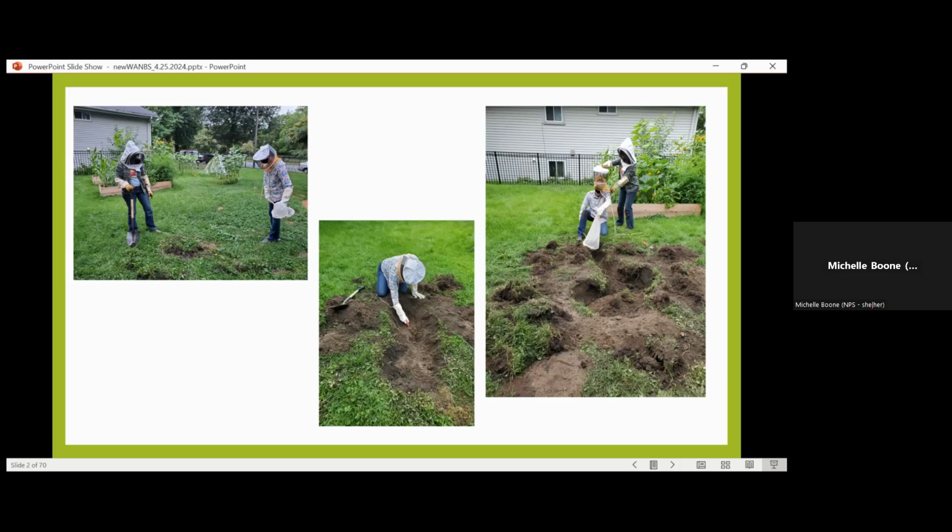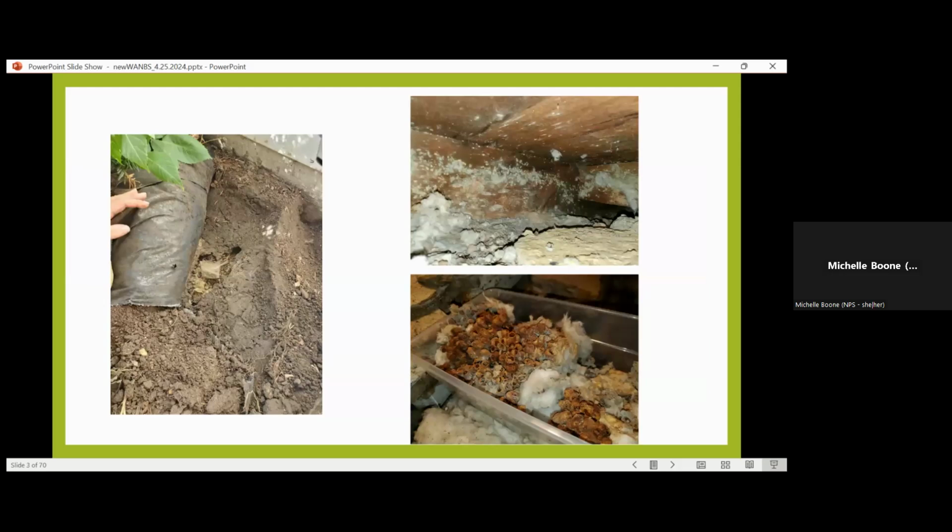Also in 2020, we did a study specifically of rusty patch bumblebee nests, an opportunistic study because a couple nests were reported.